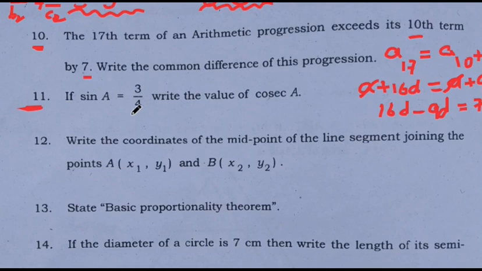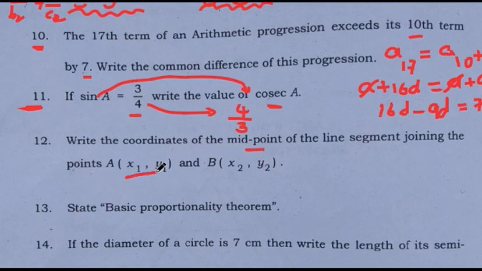11th question. If sine A is 3 by 4, then cosecant A is 4 by 3. The reason is simple, students. Sine and cosecant are reciprocals of each other. If sine is 3 by 4, obviously cosecant will be the reciprocal of 3 by 4, which is 4 by 3. Write the coordinates of the midpoint of the line joining the points A(x1, y1) and B(x2, y2).